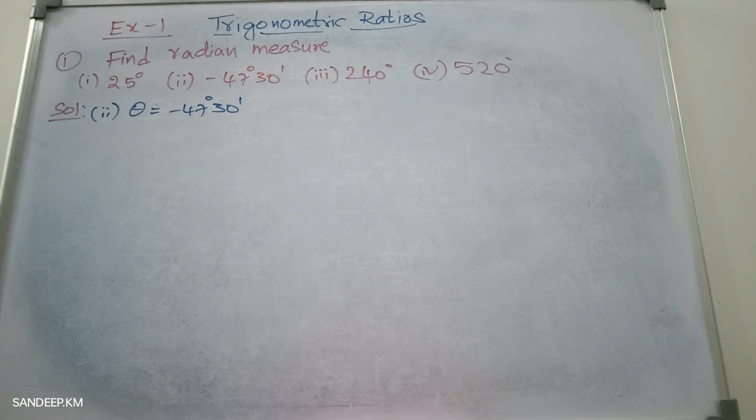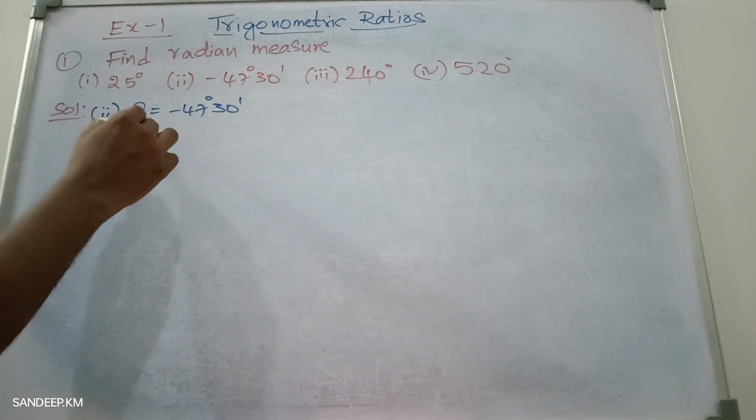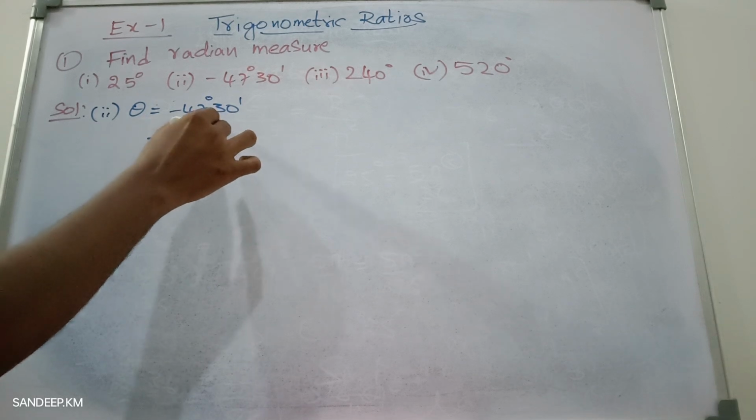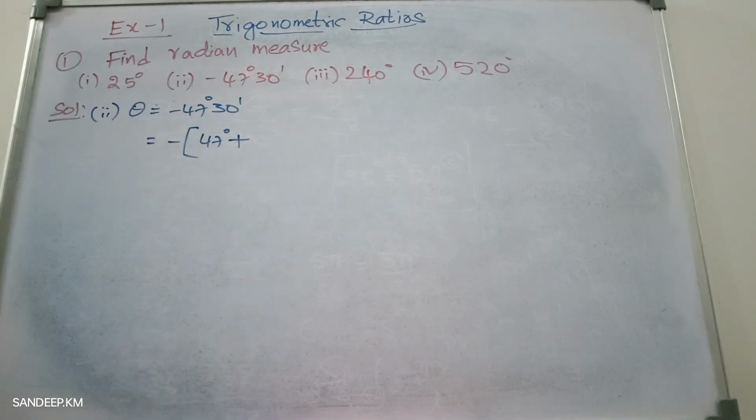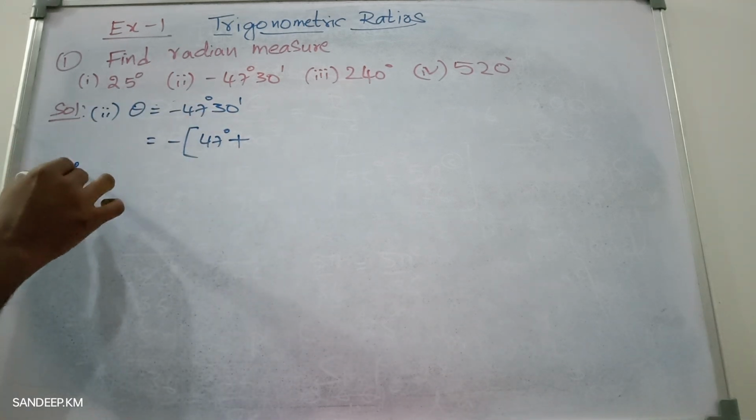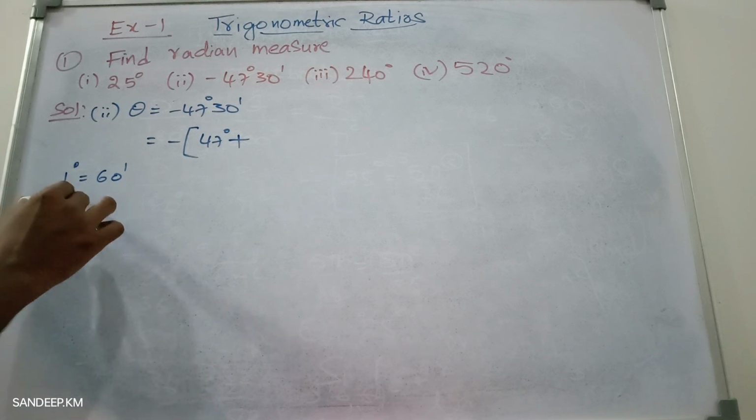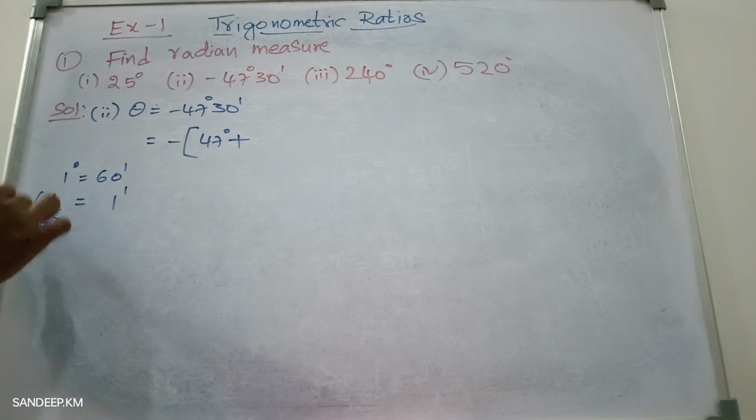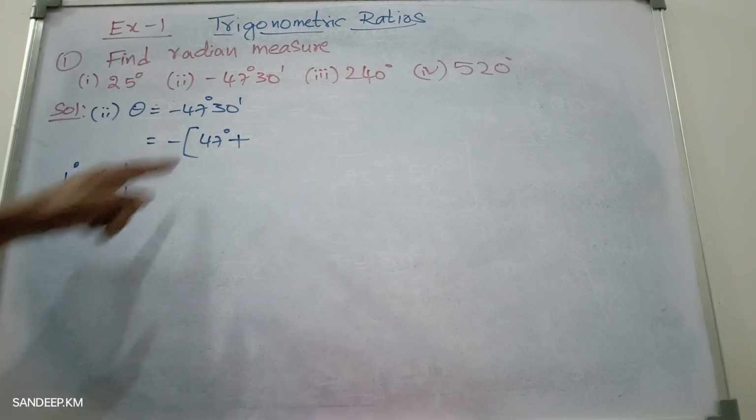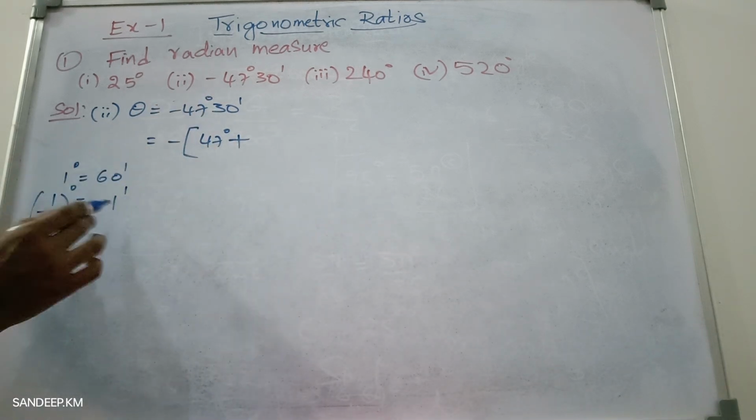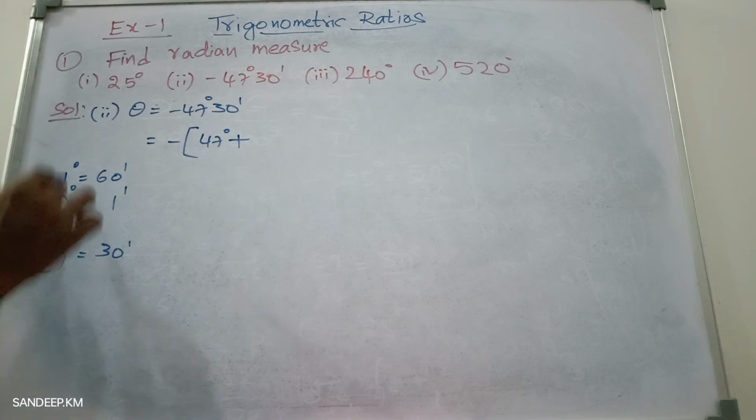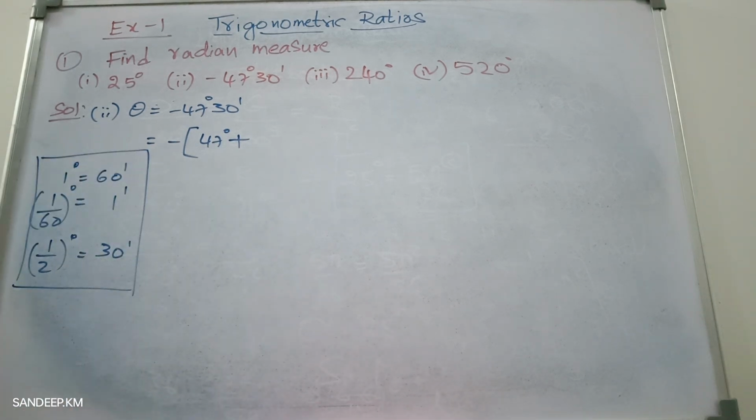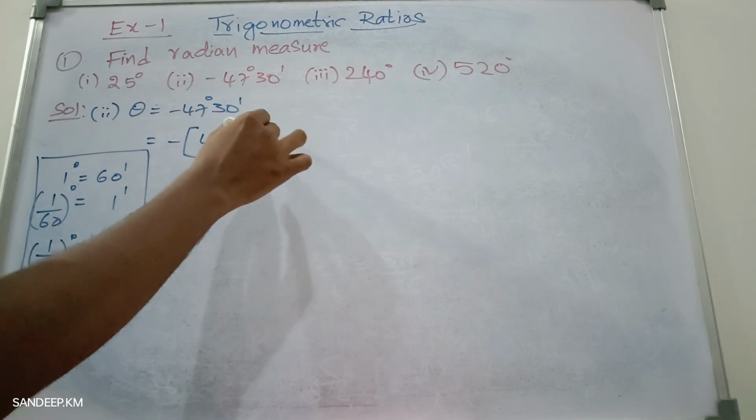Theta is equal to, the angle is minus 47 degrees 30 minutes. Which means minus of 47 degrees as it is, plus let me convert minutes into degrees. We know that 1 degree is equal to 60 minutes, or 1 minute is equal to 1 by 60th part of a degree. I want to know what is 30 minutes. So multiply with 30 on both sides, then you will get 1 by 2 degree is equal to 30 minutes. So 30 minutes is nothing but half degree.